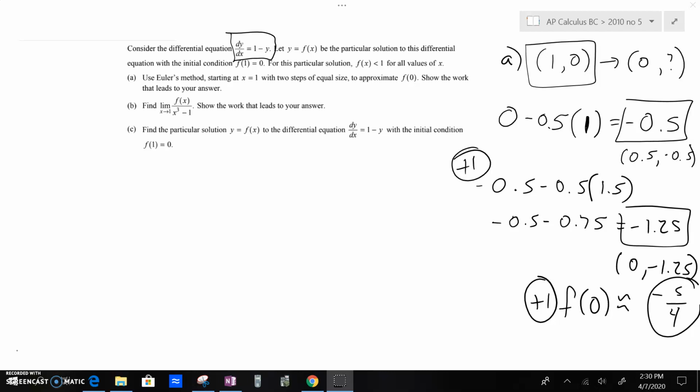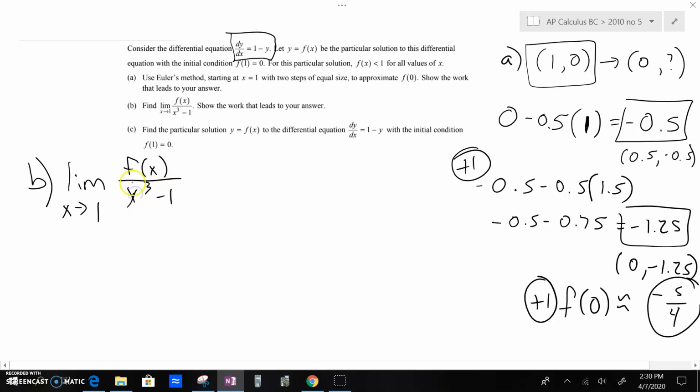Okay, so in part B, we've got kind of an interesting setup for L'Hopital's rule, which maybe is evident right away, maybe not. So we've got the limit as x goes to 1 of f of x over x cubed minus 1. If you put a 1 in there, f of 1, that's our starting condition, that's 0. And then 1 cubed minus 1 would be 0.